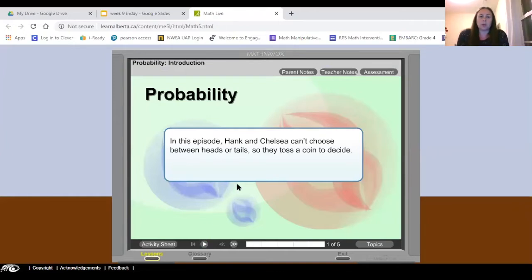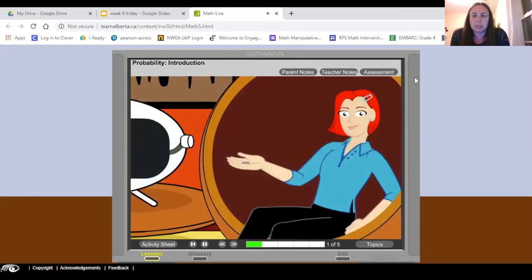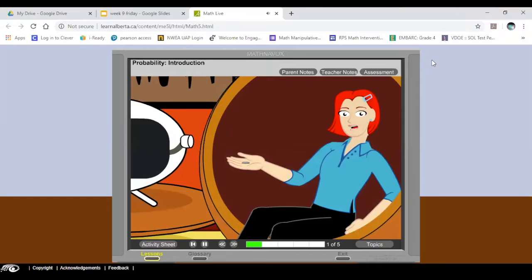So in this episode, Hank and Chelsea can't choose between heads or tails, so they toss a coin to decide. And we're going to learn about which one is the better one to choose, or is there a better side to choose? Whenever we're ready to move on, it's going to flash this play button and we have to push that.